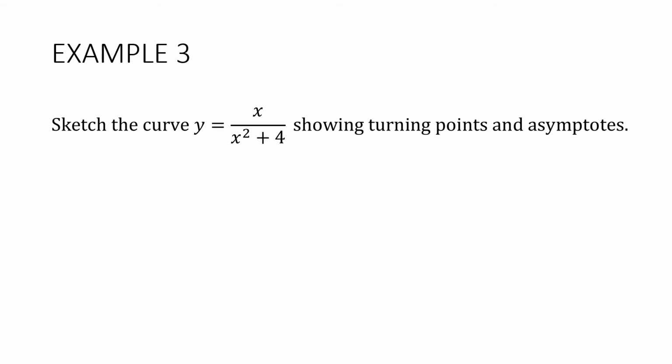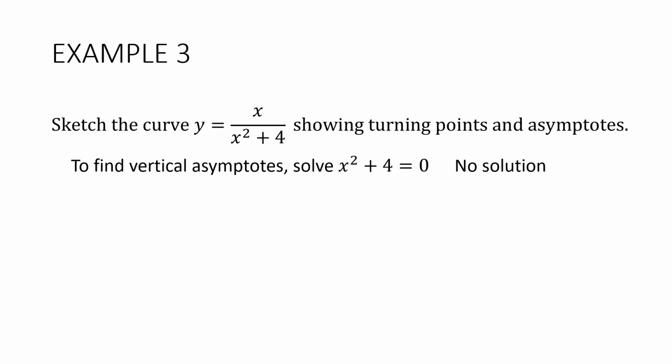Now, something we haven't had to do in our previous examples was find asymptotes. We've got to consider vertical and horizontal asymptotes. Now remember, vertical asymptotes are easier to find. All we have to do is solve the denominator is equal to 0. This actually has no solutions. This is x squared is equal to negative 4, can't do the square root of a negative number.